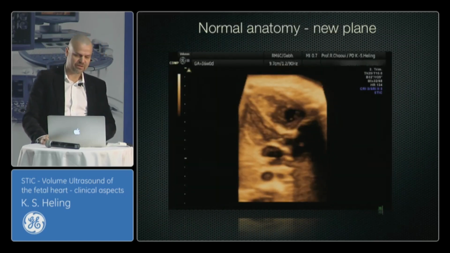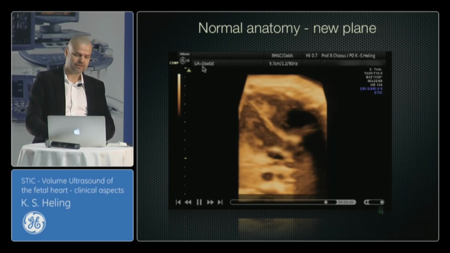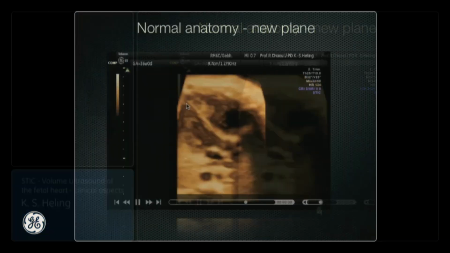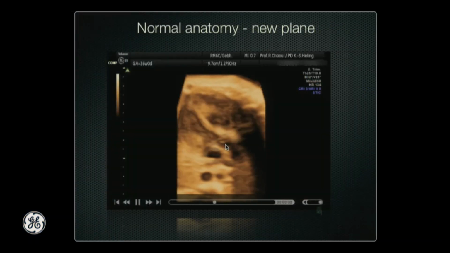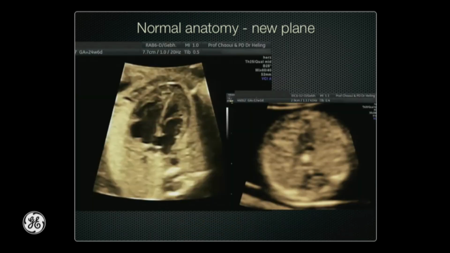Again, it's more an apical four-chamber view. The left ventricular outflow tract, and even at 36 gestational weeks, we are able to get a good image of the left ventricular outflow tract using surface mode.